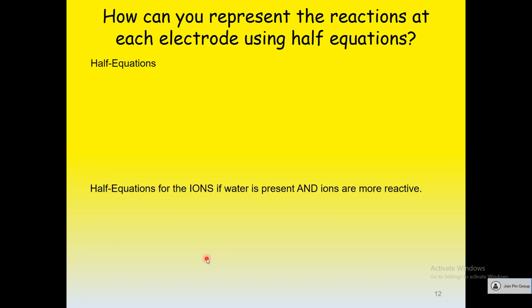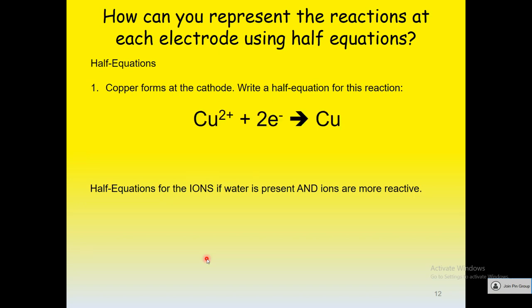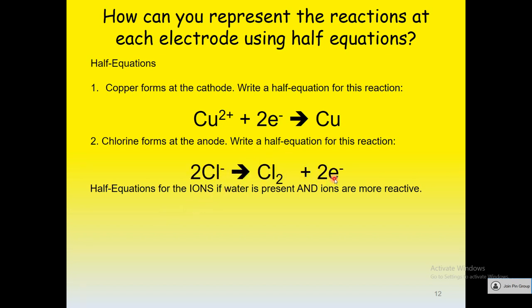So how can we represent the reactions using half equations? Well, we've seen some of those as we've been going along. So here is copper forming at the cathode. If we were to write a half equation for that, Cu2+, it's picking up electrons and forming copper. Chlorine forming at the anode. Here we're losing electrons. We're forming Cl2. Don't forget the 2. Chlorine gas is a diatomic molecule. So here we need 2 chloride ions in order to balance the equation.